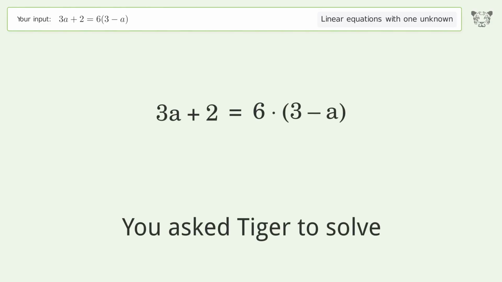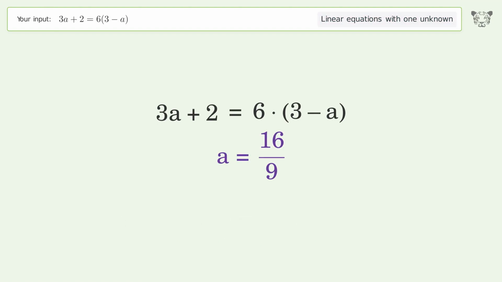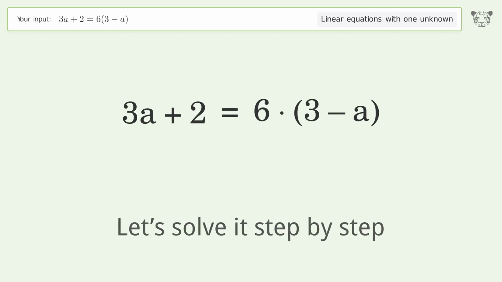You asked to solve this. This deals with linear equations with one unknown. The final result is a equals 16/9. Let's solve it step by step.